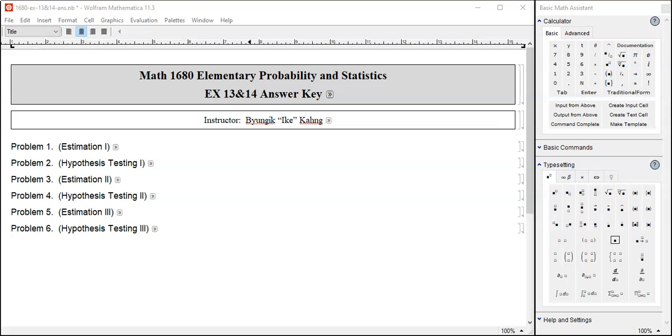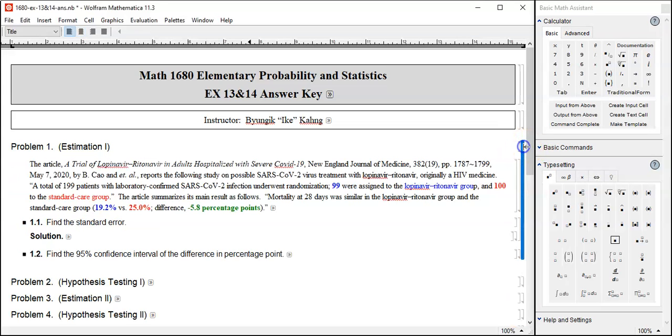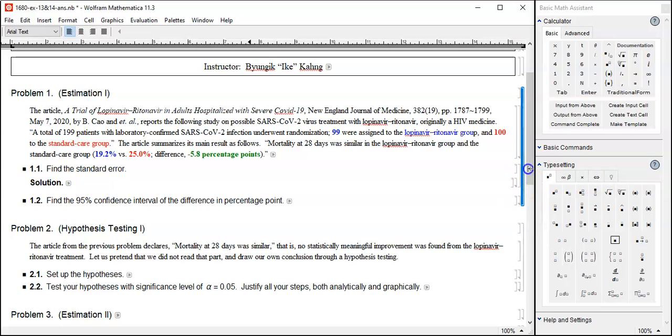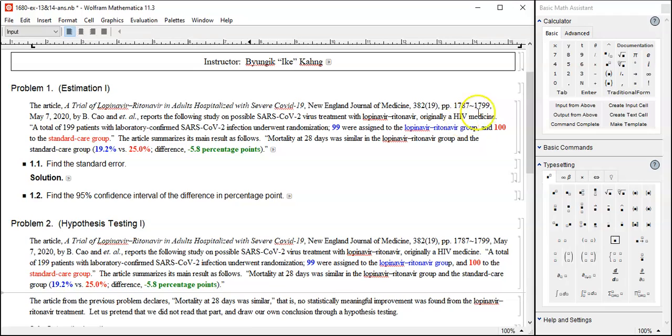Hello students, welcome back. We completed problem 1. Actually, we didn't complete. I just completed giving you hints. You have to complete. And let's continue this problem for hypothesis testing. Let me copy and paste this thing. Okay, all right.